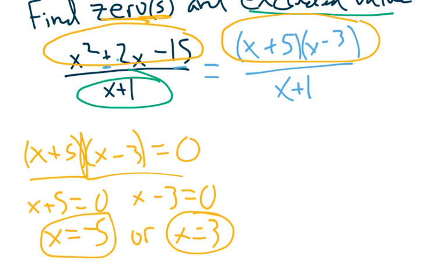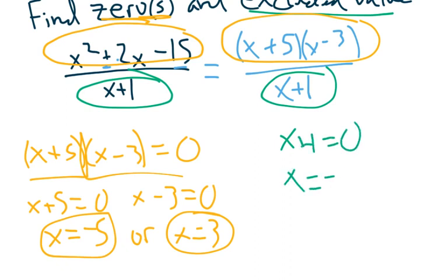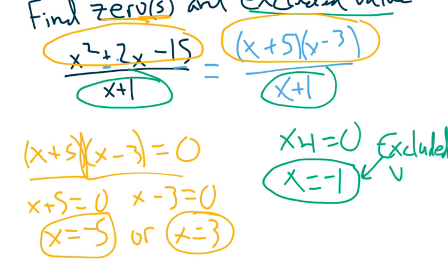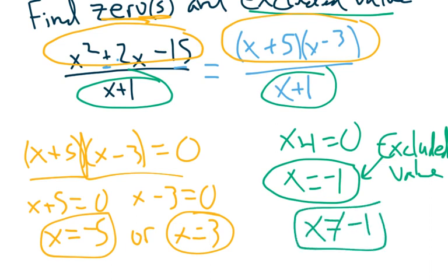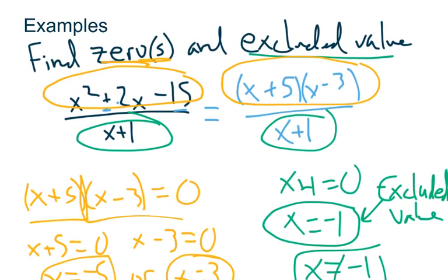As for the excluded value, I'll take this one, x plus 1, set that equal to 0, and x equals negative 1. Two ways I can write it: I could say x equals negative 1 is the excluded value, or I can just say x cannot equal negative 1. It has the same idea. So negative 1 is a number that we really care about, and when we let x equal it, we either have to say it could be anything but that one, or just cannot equal that one. Anyways, that is just simplifying rational expressions in a nutshell.